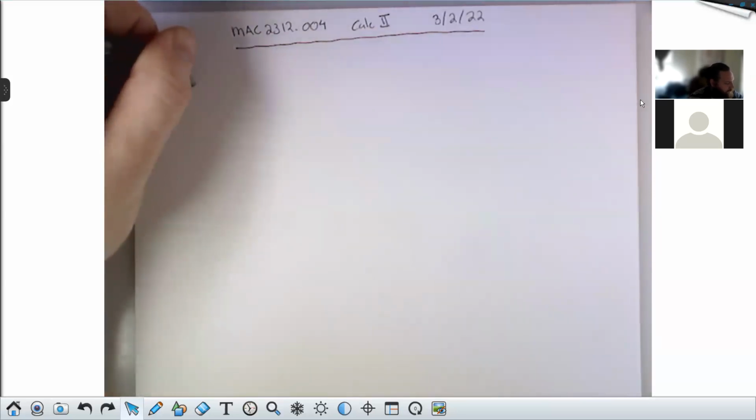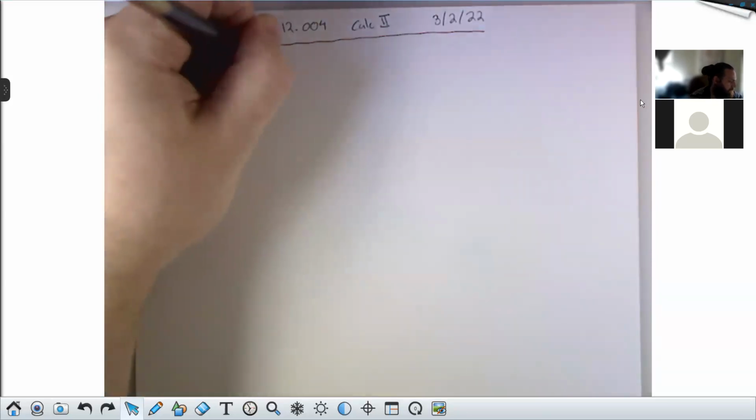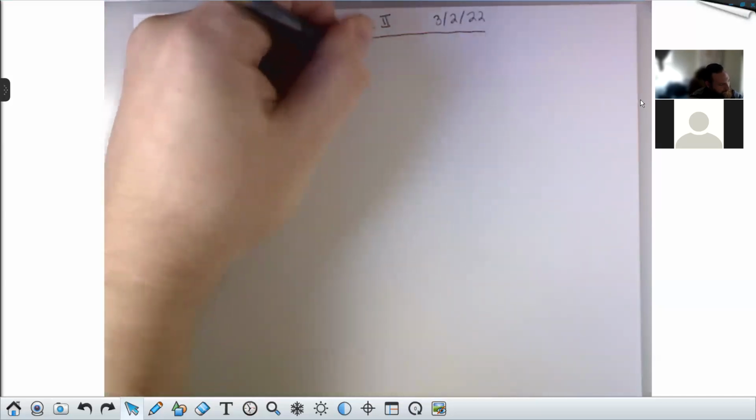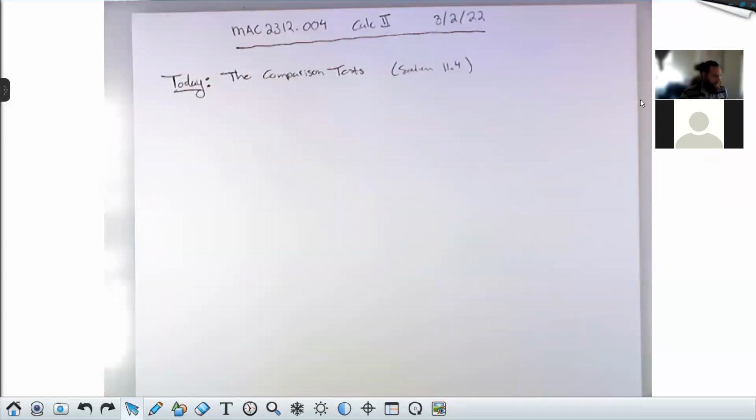Again, today, about the comparison tests, which is section 11.4. The first of these is very, very similar to a test we learned for improper integrals, type 1 improper integrals. There was a comparison theorem in section 7.8. So I want to actually begin today, not by talking about infinite series, but by jogging your memory about this very similar theorem.